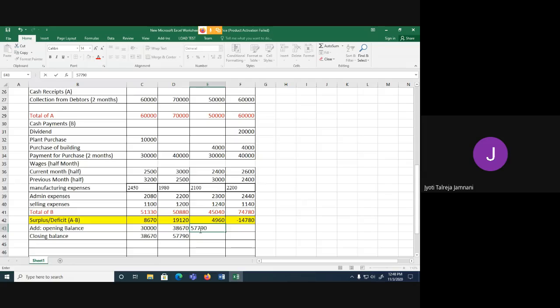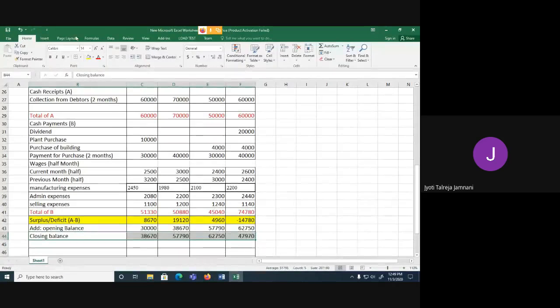57,790 will become the opening balance for March. So when you add the surplus of 4,960 to 57,790, you will get the closing balance of 62,750. This becomes the opening balance for April. Now from 62,750, you need to minus the deficit of 14,780. So you get 47,970. Now this is your closing balance.